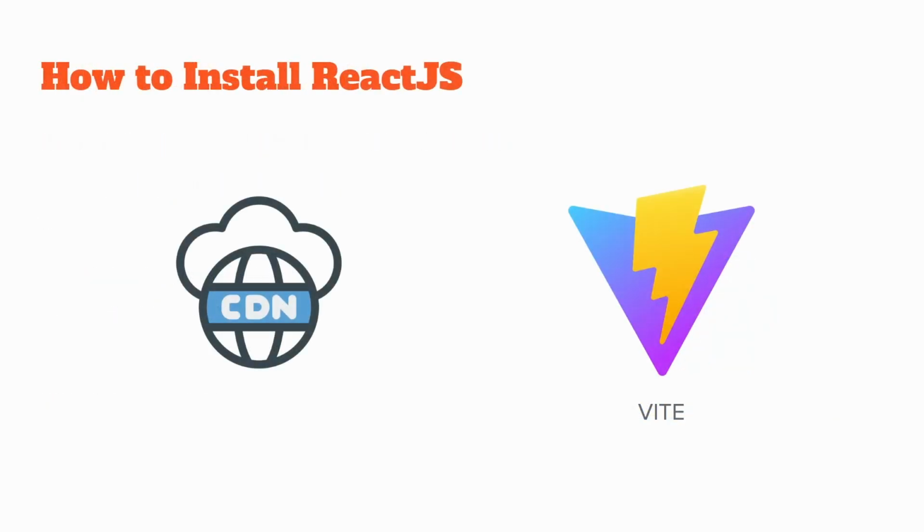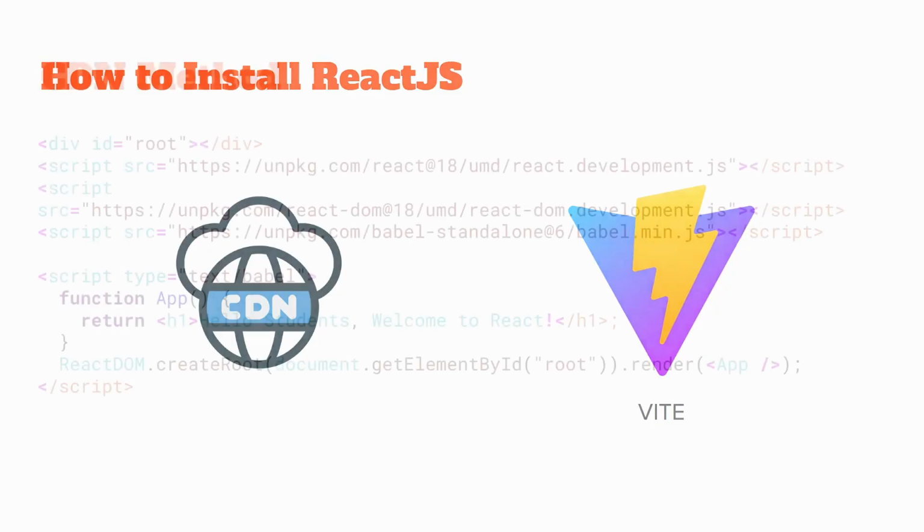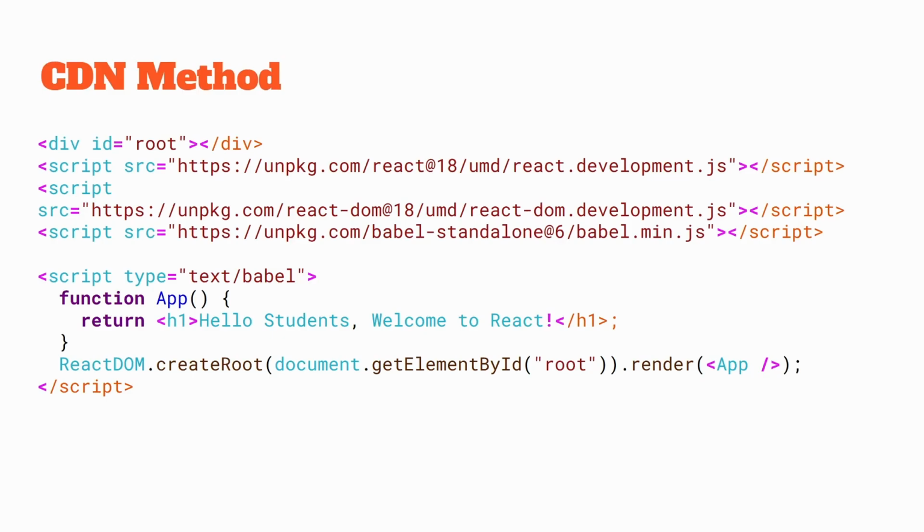So, first and foremost, let's understand how we can install React.js. To use React.js, you have two different options. First is the CDN, that is the content distribution network option, and second is using Vite. So let's look at the first method. If you want to use React in your website using CDN, you have to include three libraries or three JavaScript files.